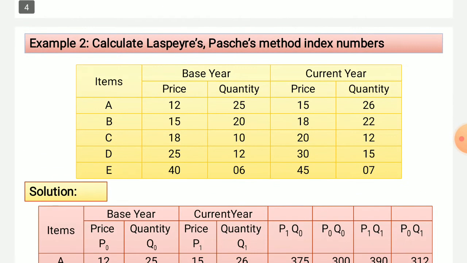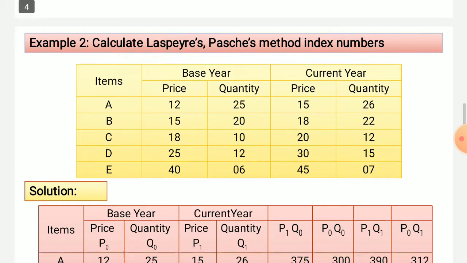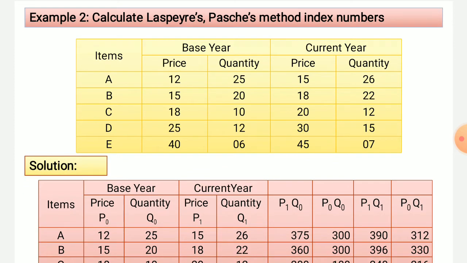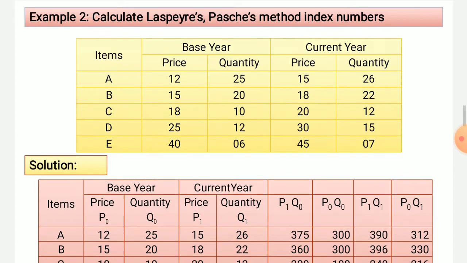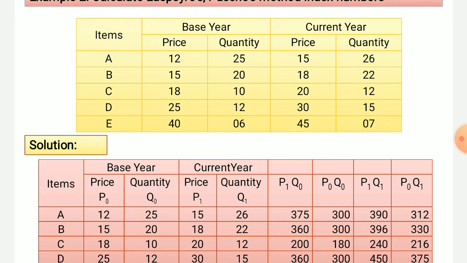Now take the second problem. Calculate Laspeyre's and Paasche's method of index numbers. The items are given in the first column, then the base year and the current year. Base year price and quantity, current year price and quantity: base year price P0, Q0, current year price P1 and quantity Q1.